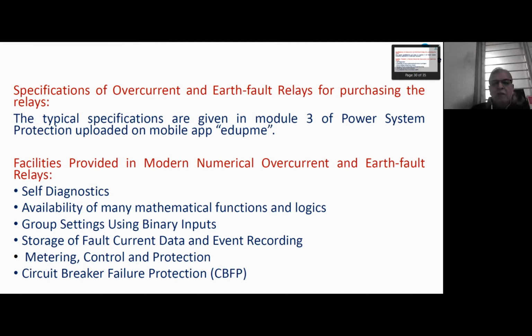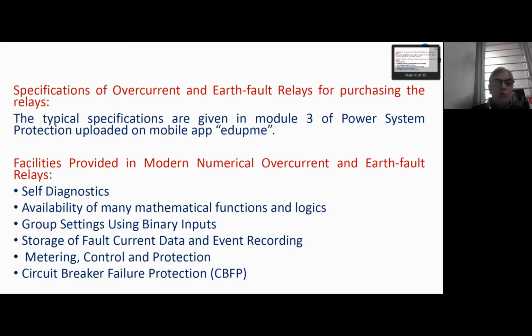Availability of many mathematical functions, which is very difficult in electromagnetic relays and in certain cases just impossible. That is differentiation, summation, subtraction, integration, filtering of negative sequence and zero sequence current, filtering of harmonics. Many such mathematical functions and logics are there in the modern numerical relays.